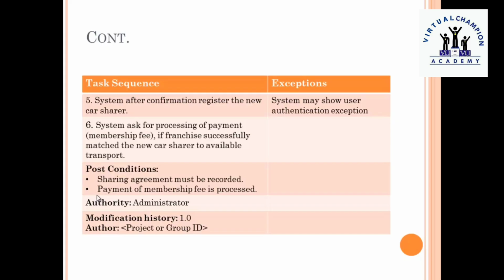Modification history: how many times you have modified the use case or usage scenario. We have written this scenario for the first time, so the modification history is 1.0. Author, project or group ID: here you will mention your group ID or your project members' IDs.